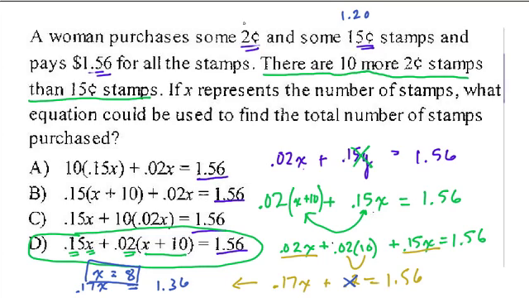How many 2-cent stamps are there? Well, we had 8 15-cent stamps, but there should be 10 more 2-cent stamps. So that means there's not 8 of them, but there's 18 2-cent stamps, and that's 36 more cents. So add that to $1.20, and you spend $1.56, which fits right into the problem. All right, thanks a lot.